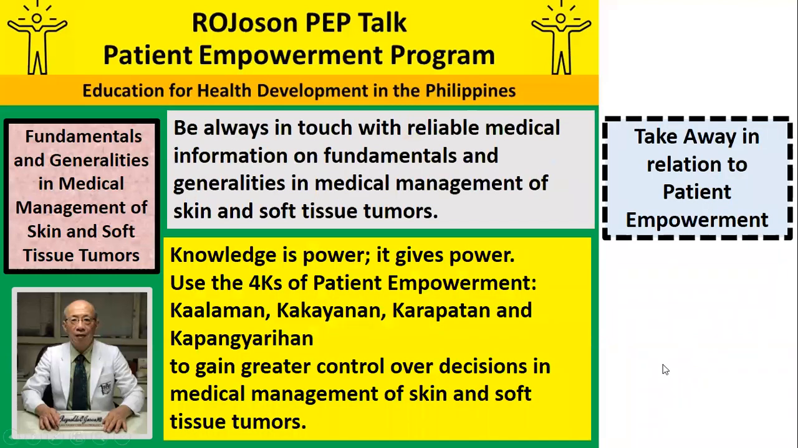Takeaway in relation to patient empowerment: be always in touch with reliable medical information on fundamentals and generalities in the medical management of skin and soft tissue tumors. Knowledge is power. It gives power. Use the 4 Ks of patient empowerment: kaalaman, kakayanan, karapatan, and kapangyarihan to gain greater control over decisions in the medical management of skin and soft tissue tumors.